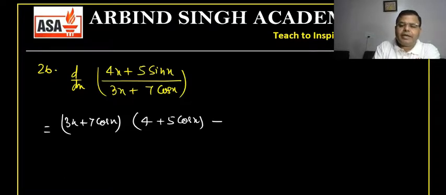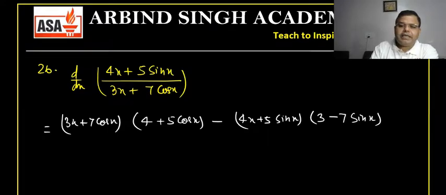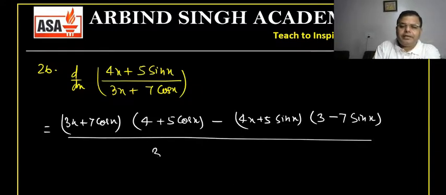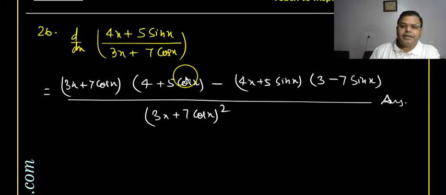Now you are intelligent enough, so I am doing it directly. Now 4x plus 5 sin x as it is, and derivative of 3x is 3, and derivative of 7 cos x is minus 7 sin x, divided by (3x plus 7 cos x) whole square, and that will be the answer. You may simplify it, there is no problem. And if you simplify it, let me simplify, why I left this for you. So 4 3s are 12x, and 4 3s are 12x.